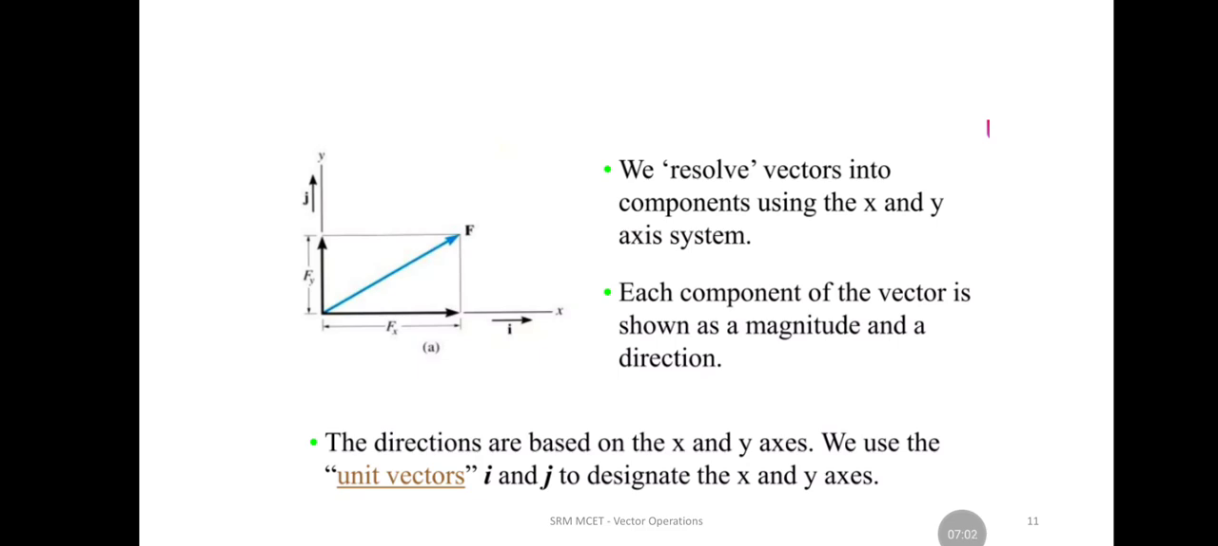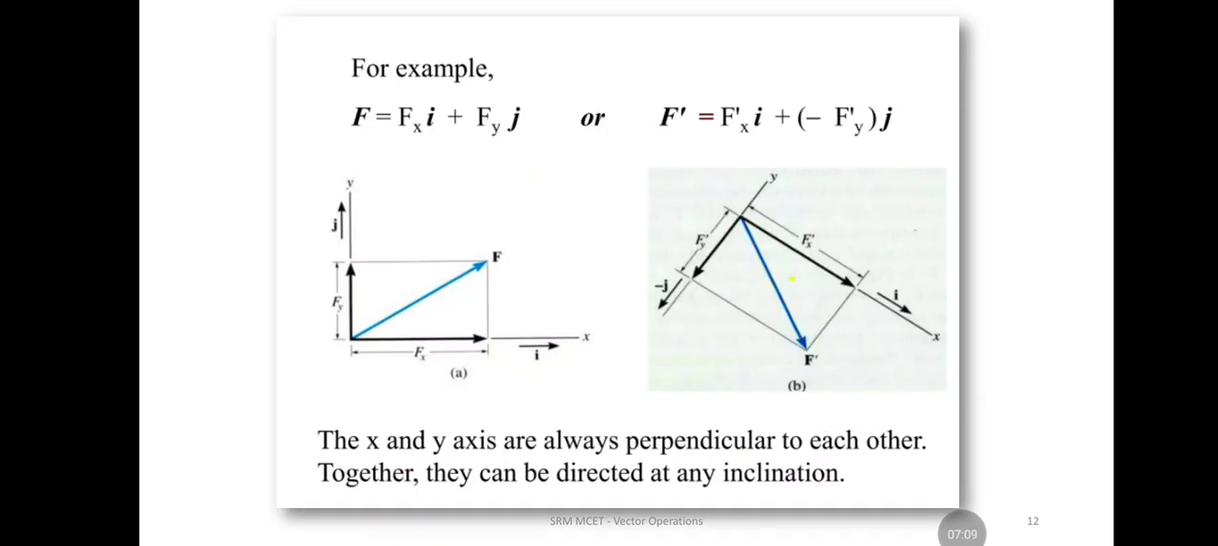So we can resolve it and name the components as i vector as well as j vector. This is how we have to resolve a vector which has an inclination with any one of the axes. So here we have an example again. The same example is taken.